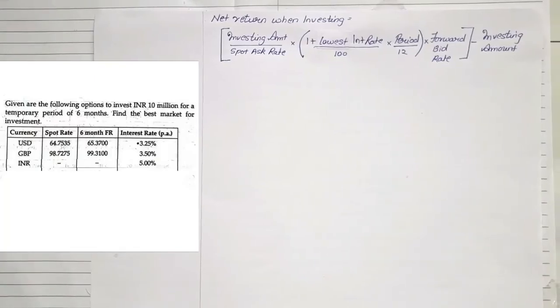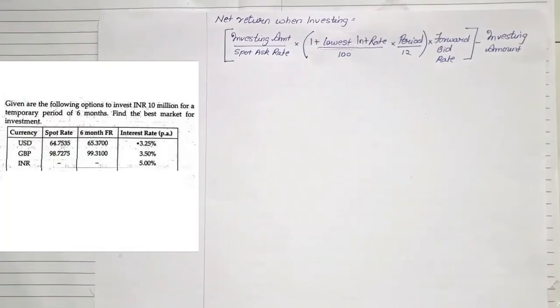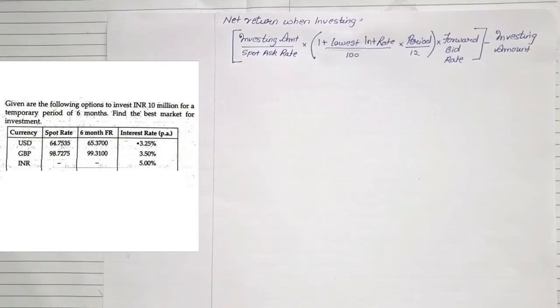Okay, now the question given is: given are the following options to invest INR 10 million. 1 million is 10 lakhs, so 10 million will be 1 crore. For a temporary period of 6 months, find the best market for investment. Under currency, they have given you USD, GBP and INR. Now if you look carefully, only one spot rate and one forward rate is given. There is no bid and ask. So in that case, let us see how to solve.